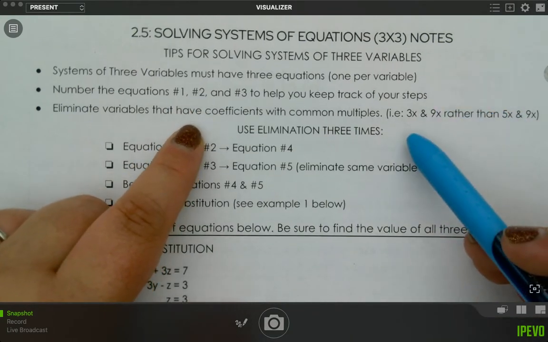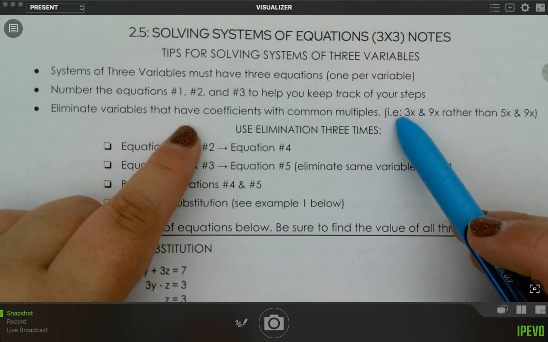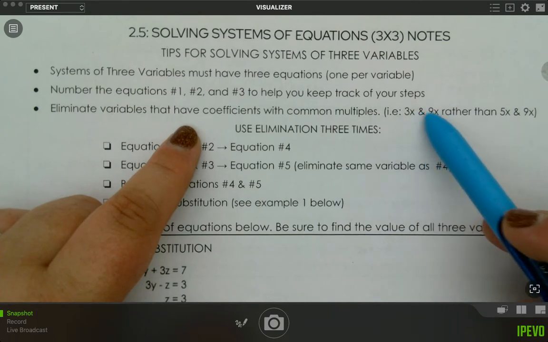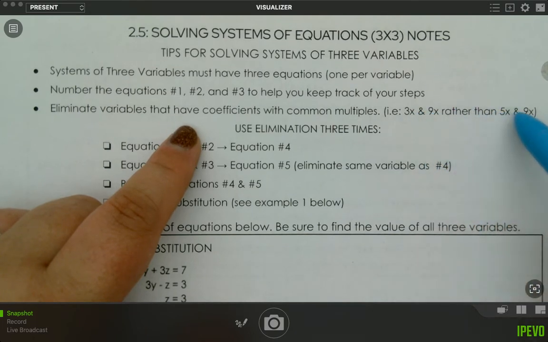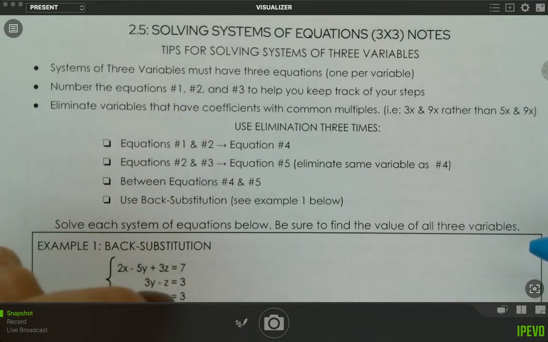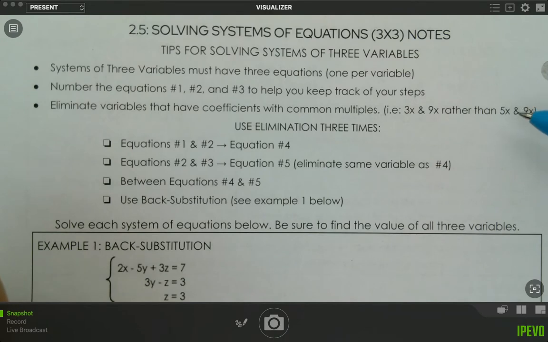And eliminate variables that have coefficients with common multiples, like 3x and 9x. Those numbers go into each other. Whereas like 5x and 9x, you would have to go all the way up to a common multiple of 45 for that. And that just is not going to be fun. I don't know if any of it's going to be fun, but that's going to be difficult to do.